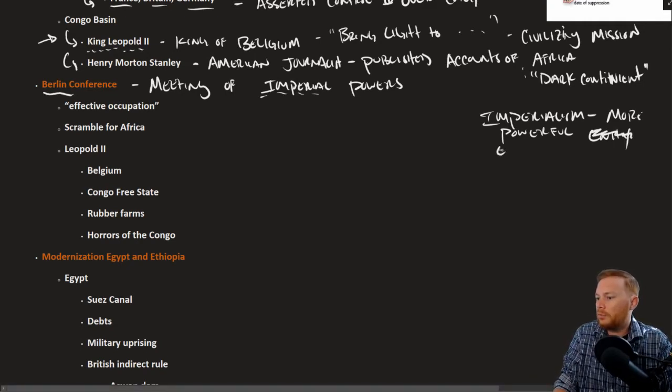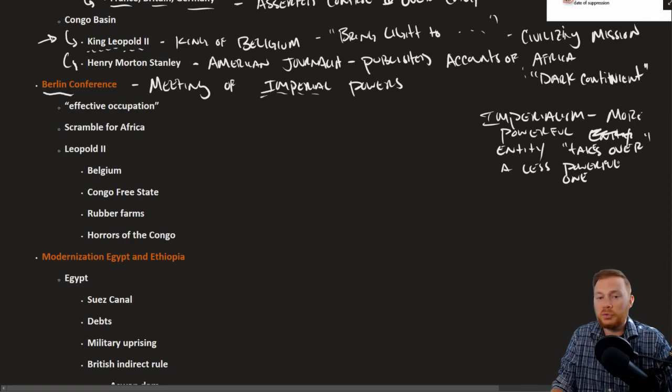A more powerful entity, quote unquote, takes over a less powerful one. And takes over can mean a lot of different things. In this case, we're referring mostly to nations or countries, but they could be corporations, they could be trading companies, they could just be people not really working on behalf of any type of institution. Imperialism can also refer to something like culture, right? When one culture takes over another one.